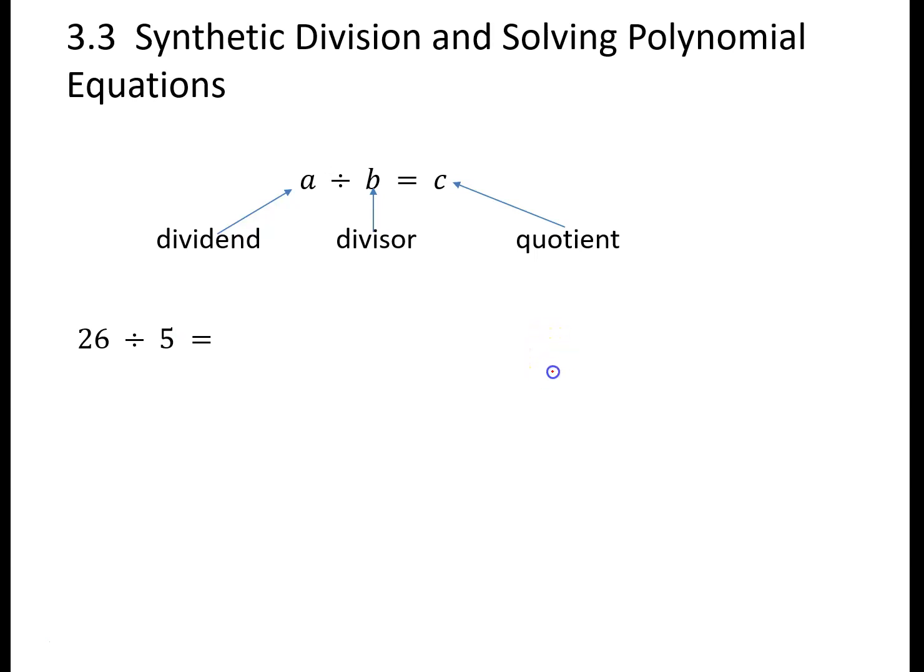So the 26 would go inside the little house, and the 5 would go outside. And I would first look to see how many times 5 will go into 2, and it won't. So then I go into 26. 5 will go into 26 5 times. So we put that up here. Then we multiply 5 times 5, write that below and subtract. The number that we get here at the bottom is called the remainder.